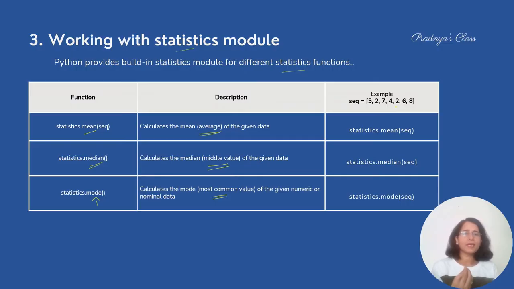So look at the example here. I have taken one list here. If I want to calculate the mean of this, you can apply the mean function on the sequence, and then similarly you will get the median. And the mode also you can calculate using this sequence.